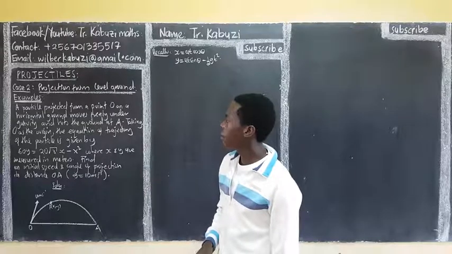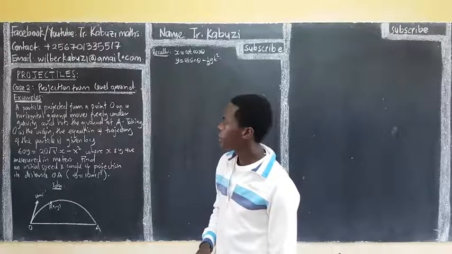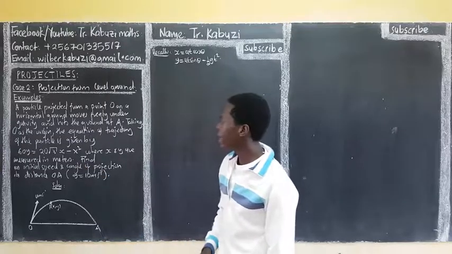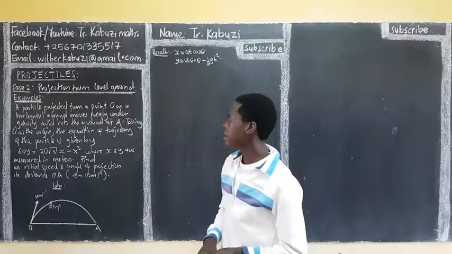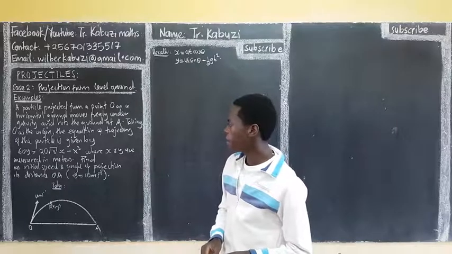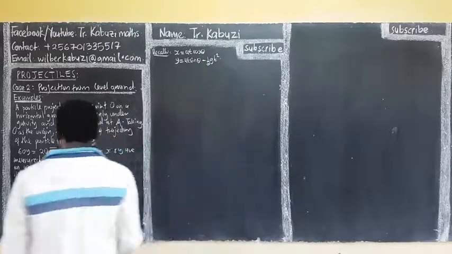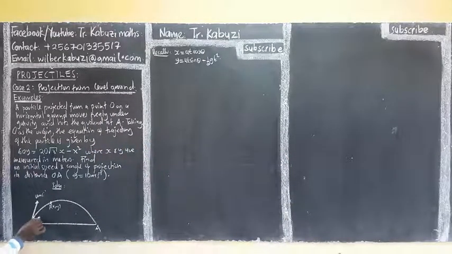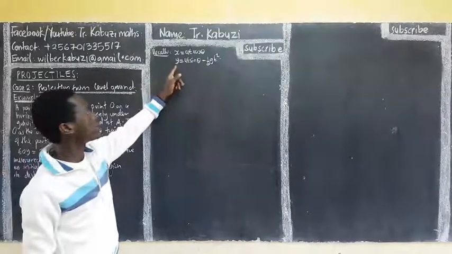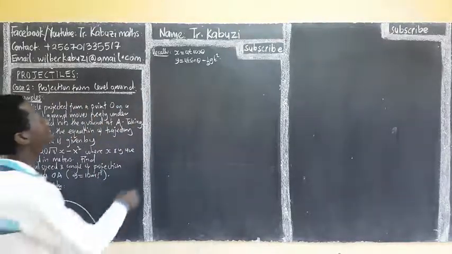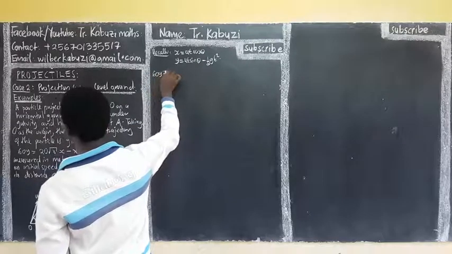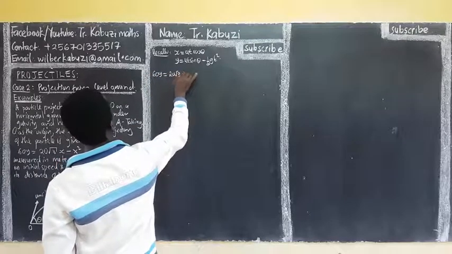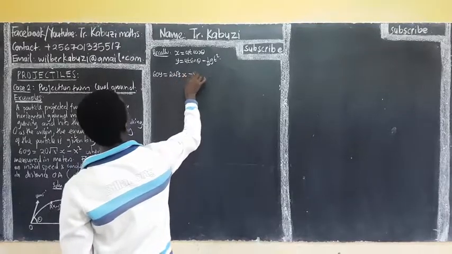Taking O as the origin, the equation of trajectory of the particle is given by this, where x and y are measured in meters. Find the initial speed and the angle of projection. Now, as you remember, when we had theta as the initial angle, we derived these two equations here. Now, here they are giving us an equation: 60y is equal to 20 root 3 x minus x squared.